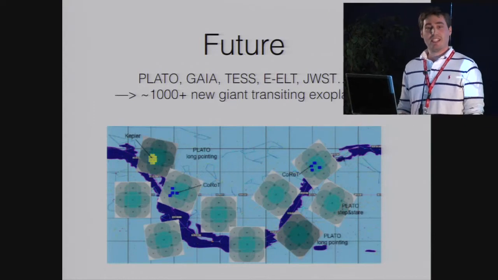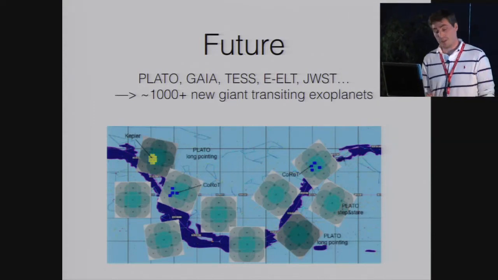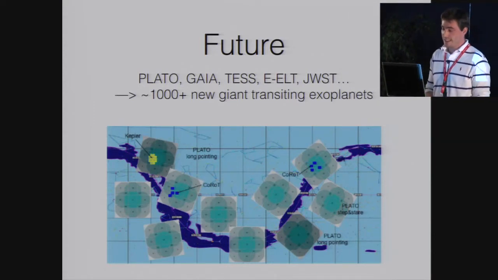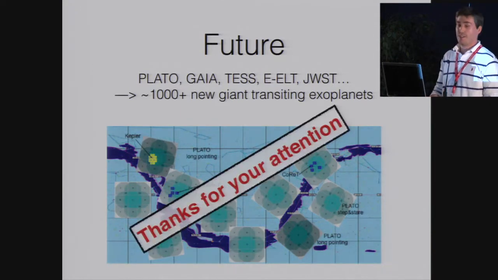So the future is quite bright because of PLATO, Gaia, TESS, a lot of projects that will probably bring more than 1,000 giant transiting exoplanets with mass and radius determination. So that will increase the sample a lot and allow us to build better statistics. That still remains to be done. So thank you for your attention.